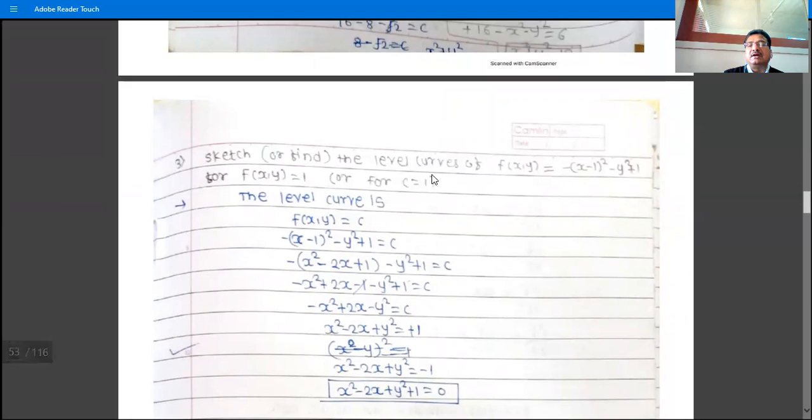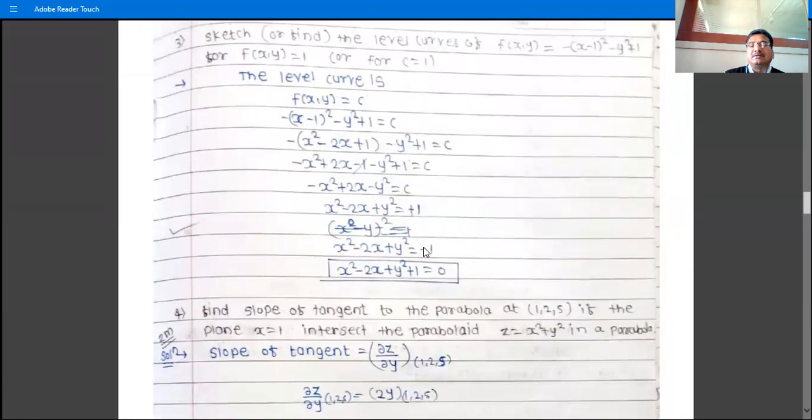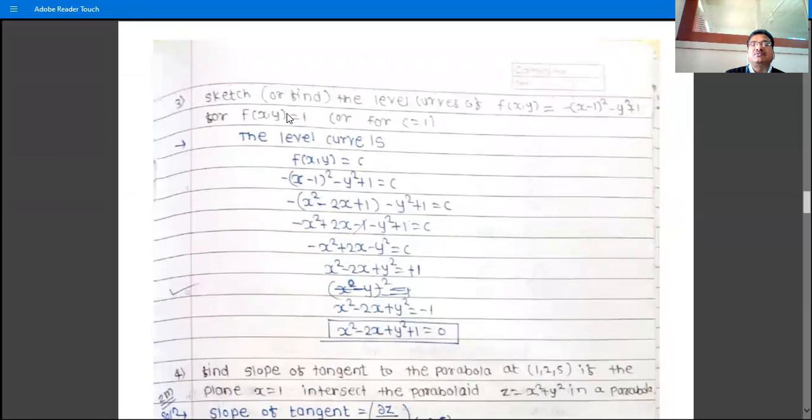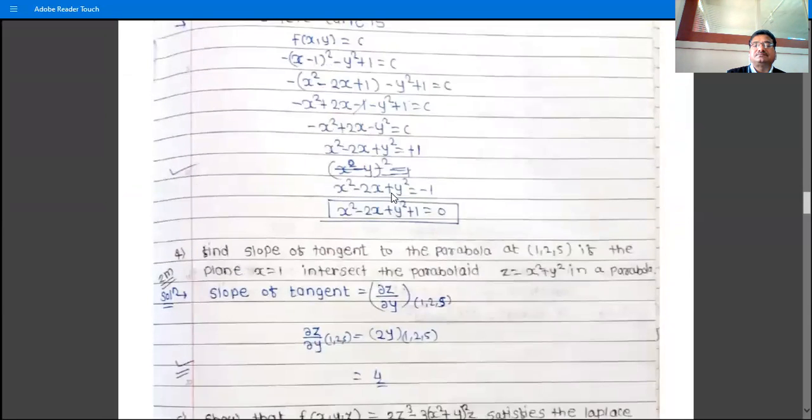Sketch or find the level curve of the function f(x,y) is equal to this. So f(x,y) is equal to 1, or c is equal to 1. What is given? Given is f(x,y) is equal to 1, that is, the value of c is directly given as 1, and so the level curve is what? The function f(x,y) is equal to constant, that is, this is equal to c is the equation of the level curve. Then simplify this, that is, taking square of this bracket, we have this answer, and substitute c as 1, so we have this is the final answer. So c is given, that is f(x,y) is equal to 1 or c is equal to 1. What is given? f(x,y) is equal to 1 means c is equal to 1.